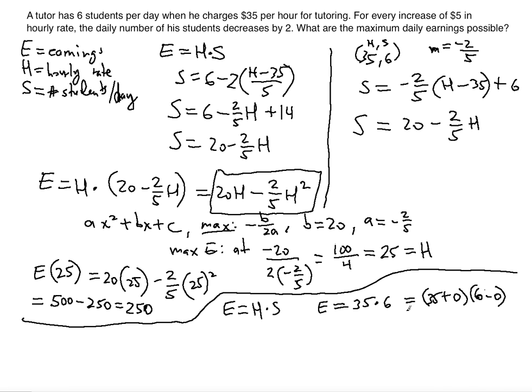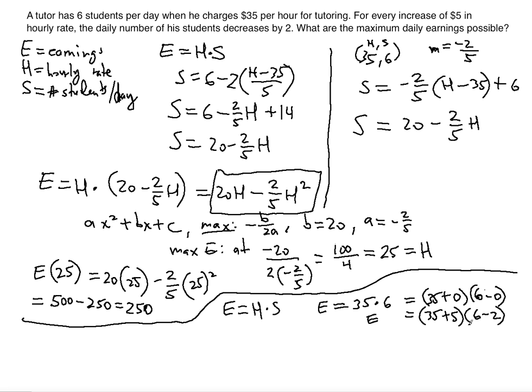Notice that if he increases his hourly rate by 5, the number of students will be 6 minus 2, right? Because it decreases by 2 whenever he increases. So that will be the new amount. So what does that tell you? That tells you that for x $5 increases, he will have the number of students decrease by 2x.